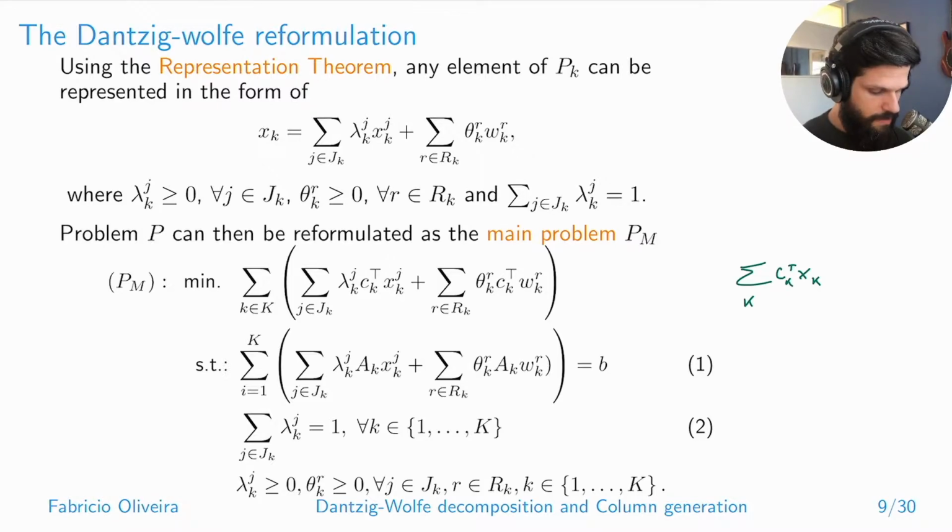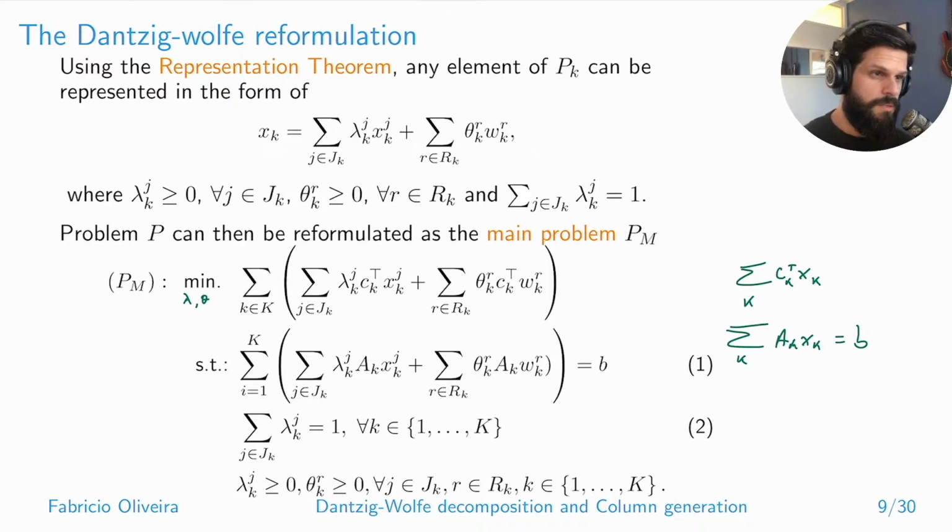A similar effect happens in the constraint. So remember, the constraint was the sum in K of Ak xk equals b. So you can see that the elements now get separated again in extreme points and extreme rays. And here I might notice that this problem becomes a problem in lambda and theta now, right? Because these are my decisions. Depending on what I decide in terms of these weights, I'm deciding which of the extreme points I'm getting, or maybe if I'm halfway in between them.